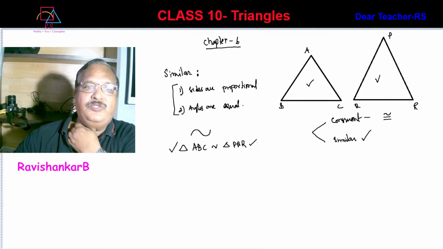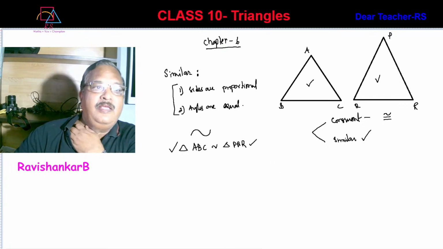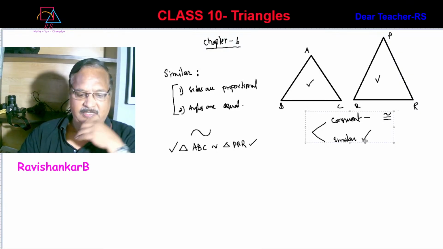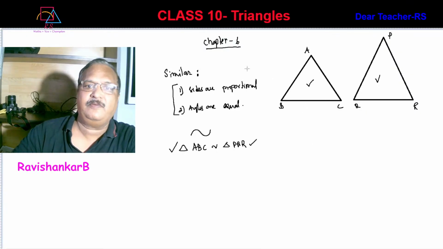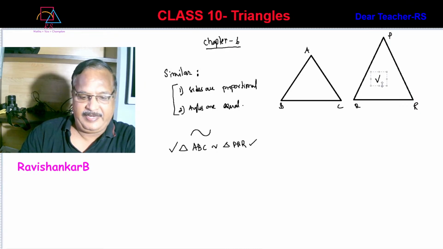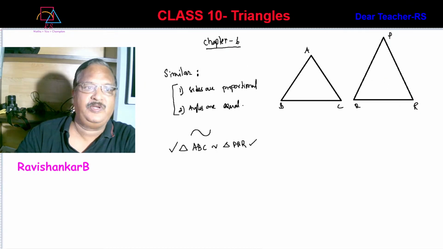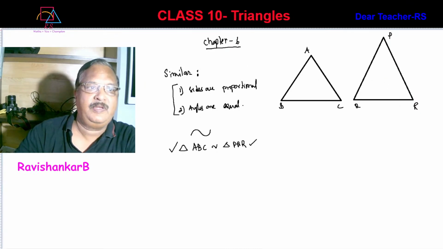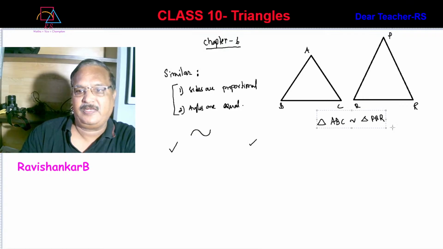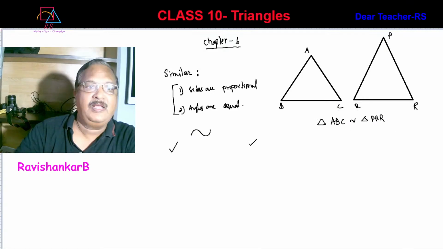Now, if two triangles are similar, then what happens? For example, let me take these two triangles. If these two triangles are similar, then what happens?